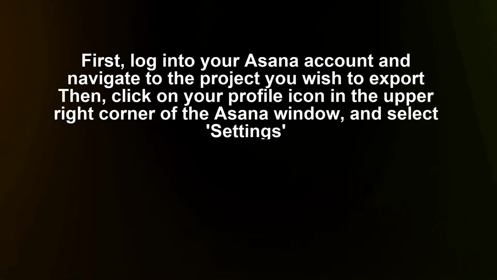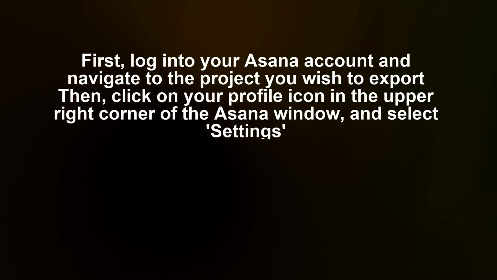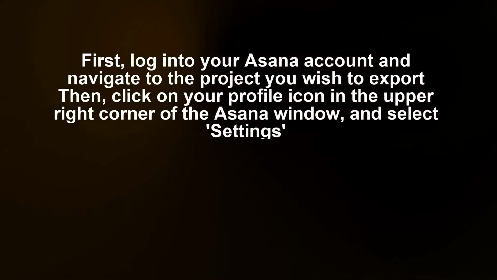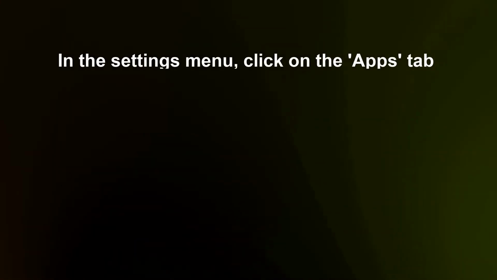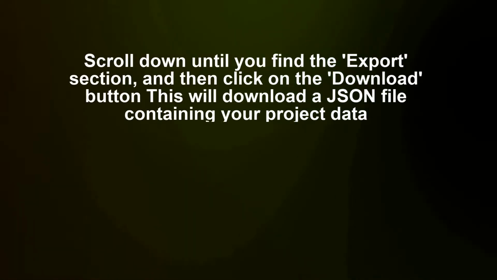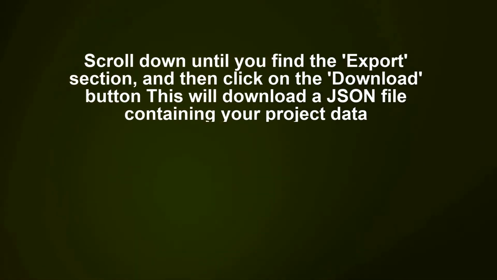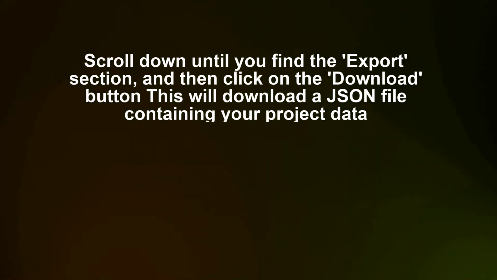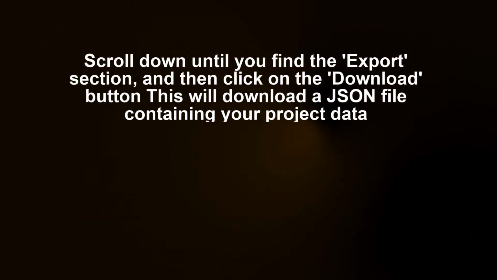Then, click on your profile icon in the upper right corner of the Asana window and select Settings. In the Settings menu, click on the Apps tab, scroll down until you find the Export section, and then click on the Download button. This will download a JSON file containing your project data.